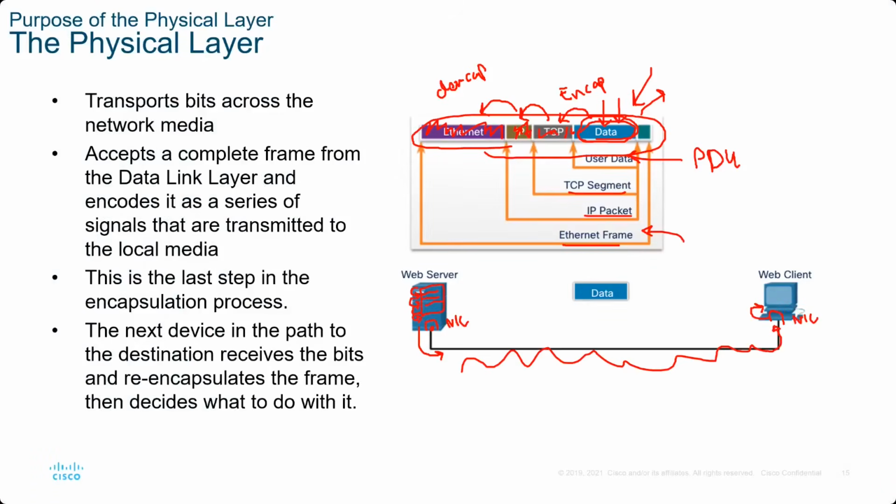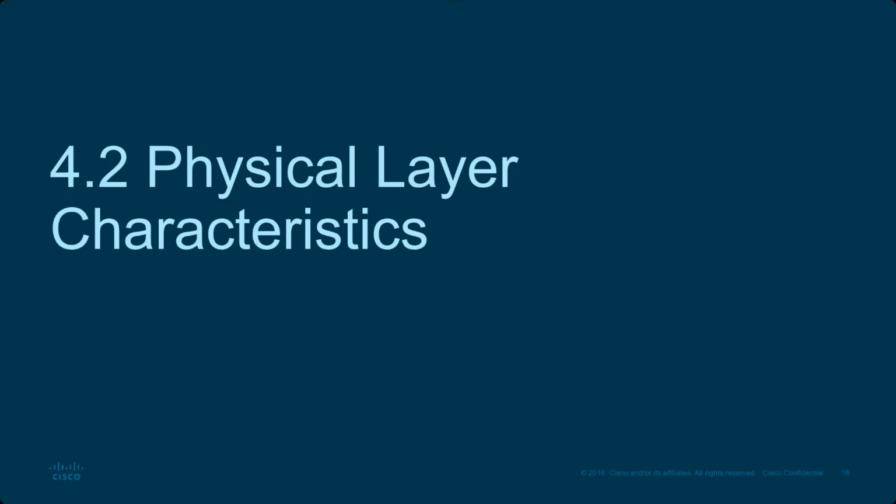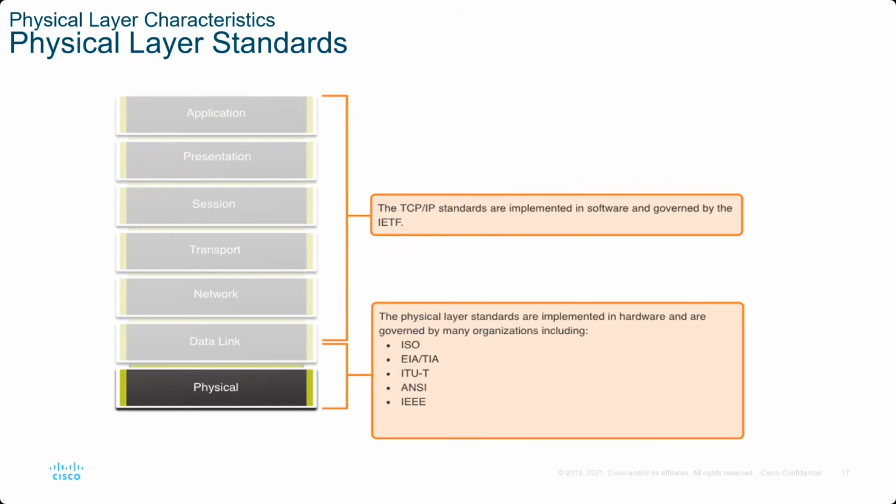So I hope now you understand where the physical layer lies in this OSI reference model, and what the purpose of the physical layer is. The purpose of the physical layer is to physically connect different devices together and transmit data across those physical media. Okay, so let's talk about the characteristics of the physical medium.